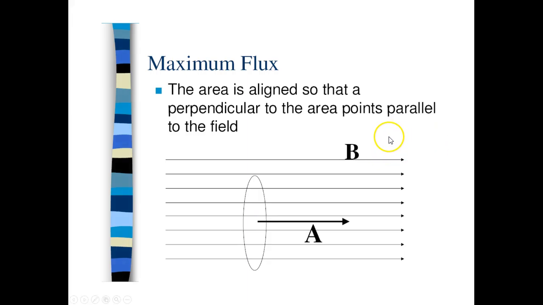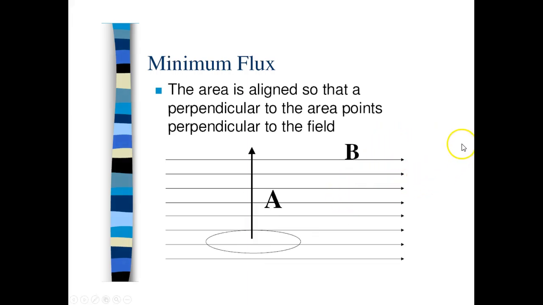If we go to the next slide, you'll see that this is minimum flux, and now there are no lines that are actually going through that circle. They're either passing above or they're passing below, one of the two, but they're not actually going through the circle, and so we see that that A line now is perpendicular to that magnetic field, and that's going to be pretty important here when we start using the equation.